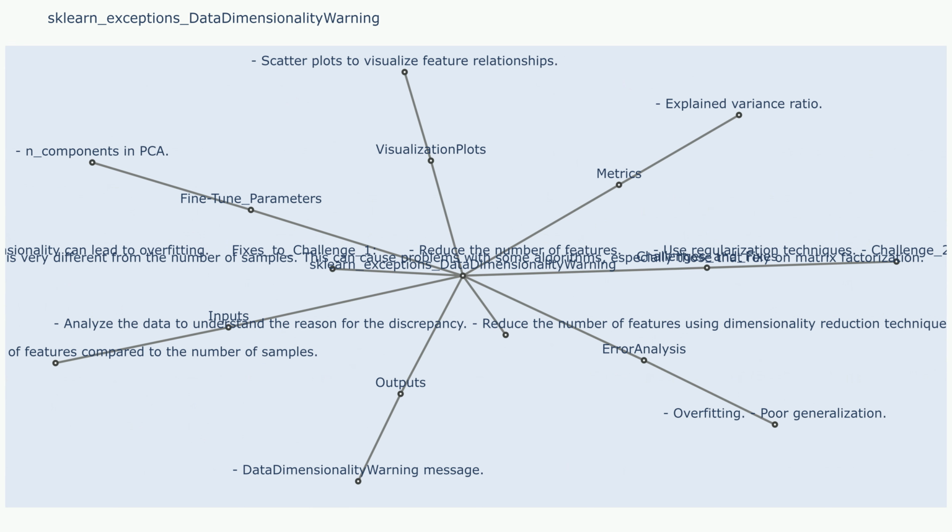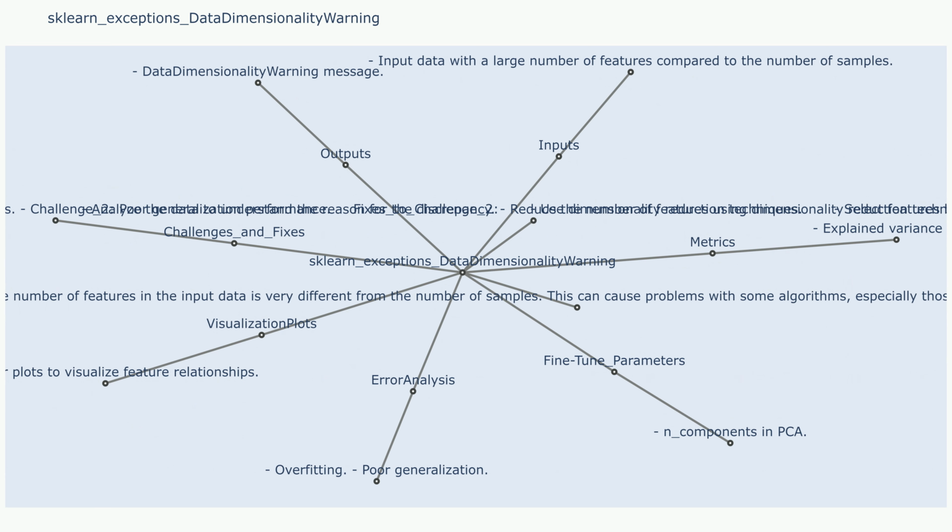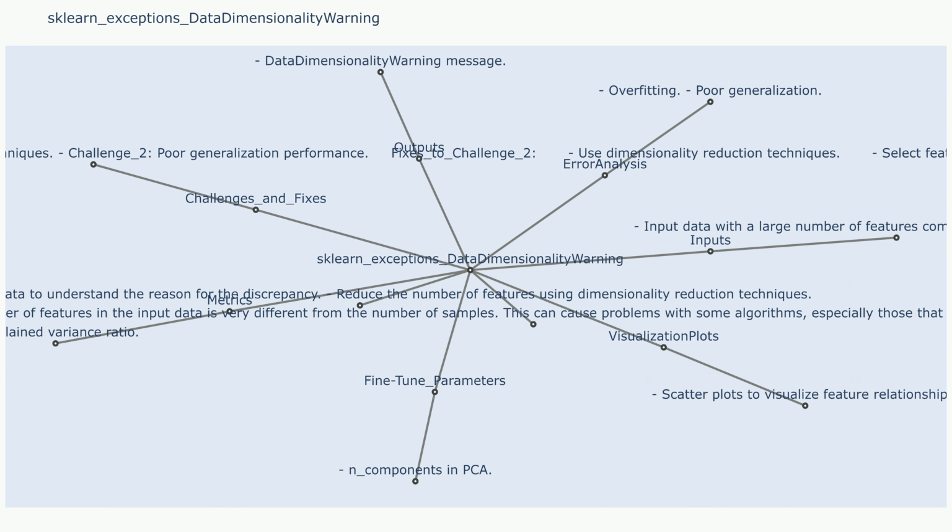Precision: the ratio of true positives to the sum of true positives and false positives. Recall: the ratio of true positives to the sum of true positives and false negatives. F1 score: a harmonic mean of precision and recall. Visualization plots: scatter plots visualize the relationship between features and the target variable to identify any potential outliers or patterns. Feature importance plots identify which features are most impactful for the model's predictions.